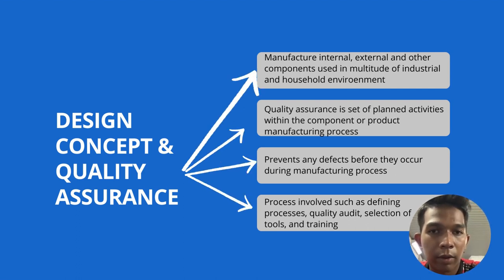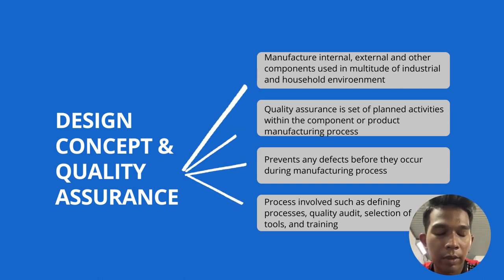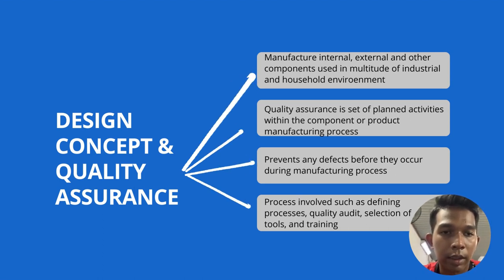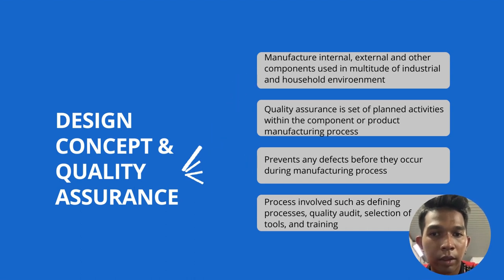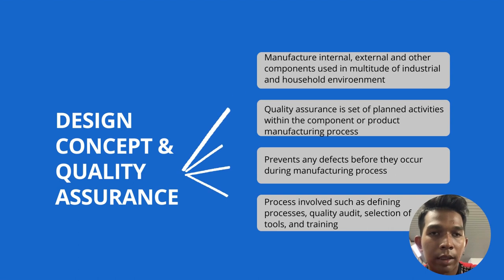Quality assurance is a set of planned activities within the component or product manufacturing process. Quality assurance is performed to prevent any defects before they occur during the manufacturing process. Quality assurance is different from quality control. Quality control is a set of activities carried out to verify the developed product meets the required standards. It means that with quality control, we inspect the product that has been manufactured, while with quality assurance, we make sure that there are no defects when the manufacturing process starts.